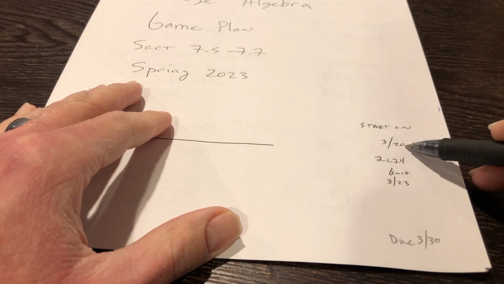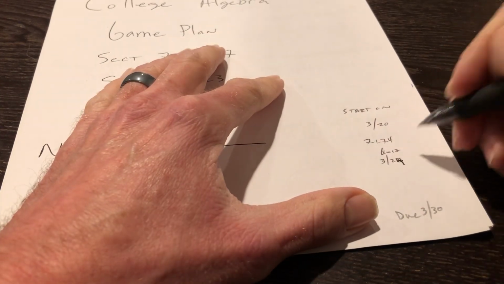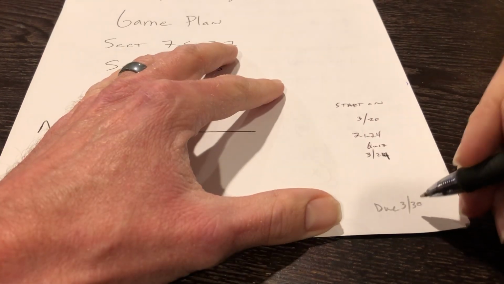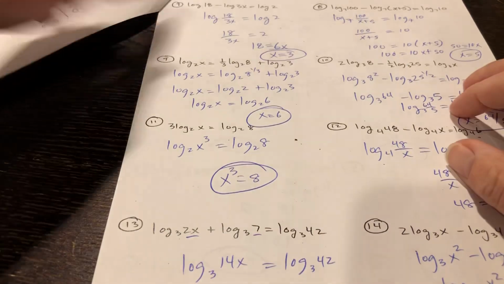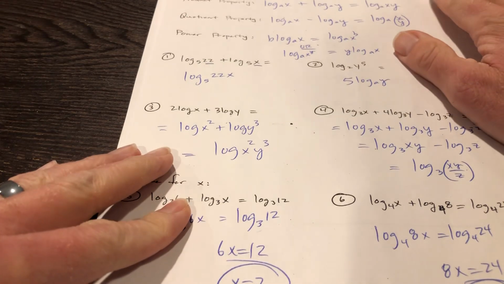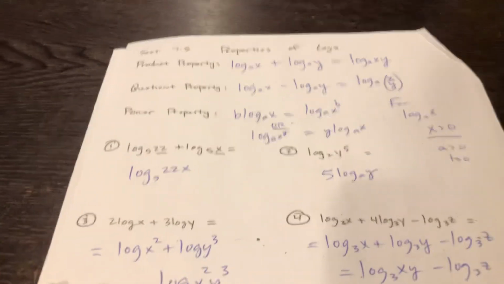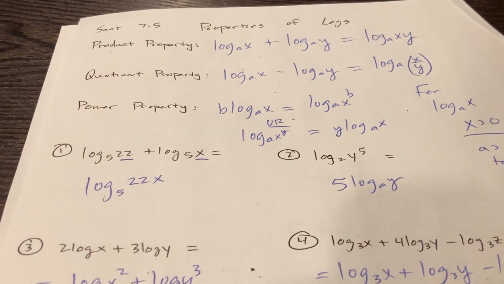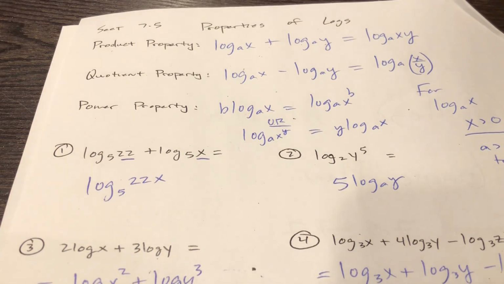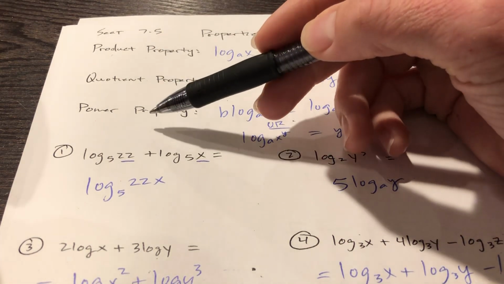Everybody, we're going to start this. You're starting this on the 20th. That is Monday. You're going to take a quiz on the 24th. This is possibly due on the 30th. Some of you already have this down, hopefully all of you. That's why you're getting back your game plans today. You have written this down somewhere, 7.5 properties of logs: the product property, quotient property, power property.